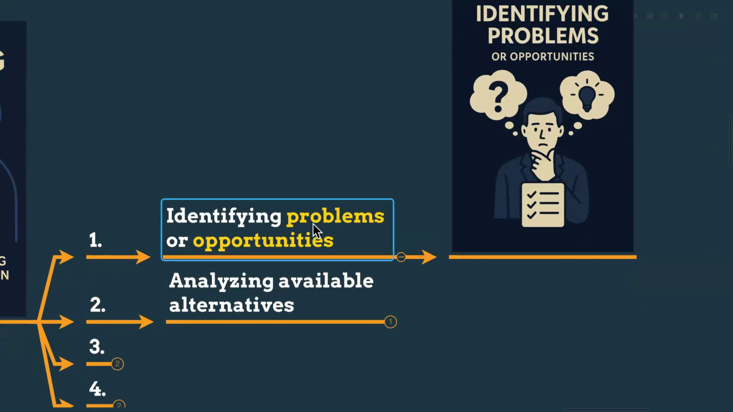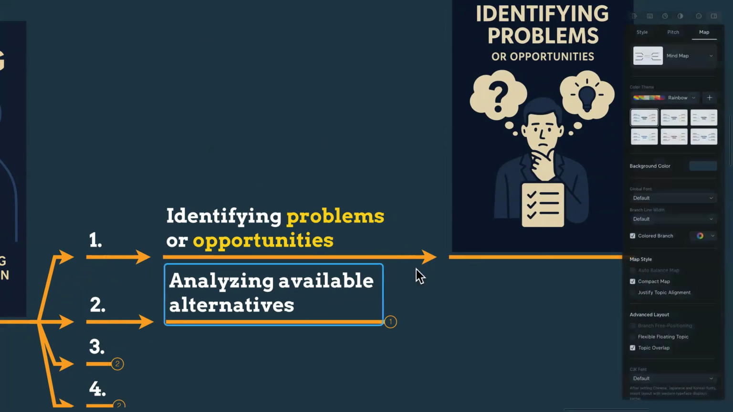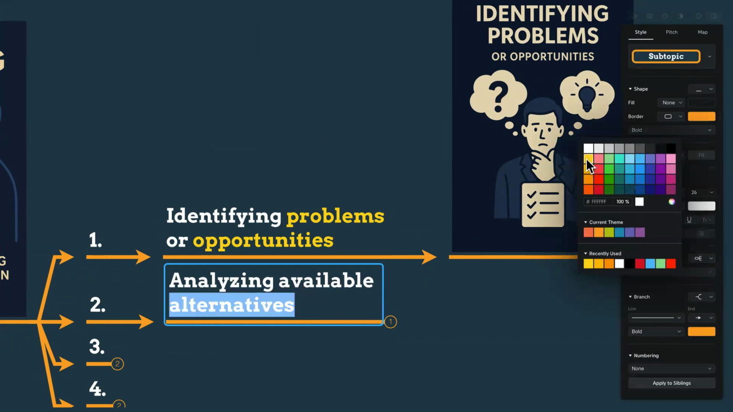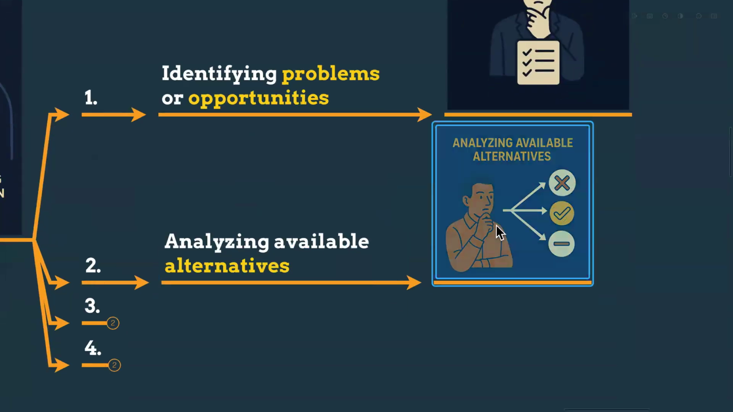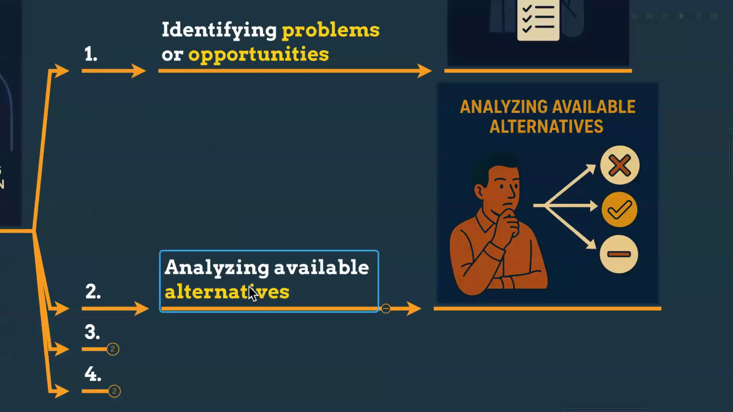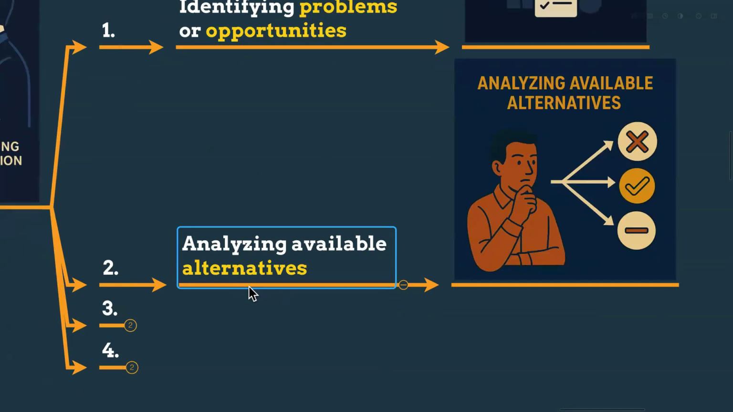Okay, the customers are complaining about the long queues at the checkout, and now you are analyzing the available alternatives, right? What are the possible ways I can solve this particular problem? For example, you are thinking, okay, should I hire more cashiers? So shall I solve this problem of long queues? So you are seeing that option.